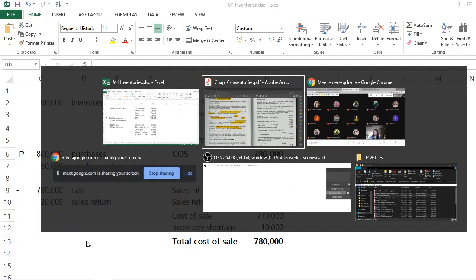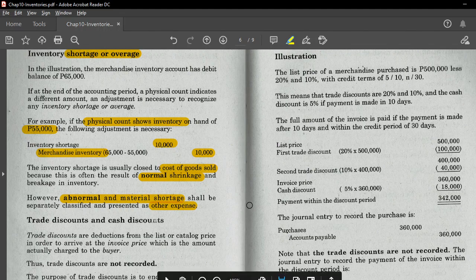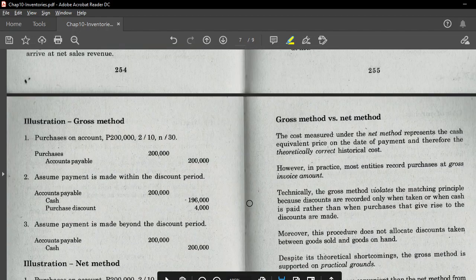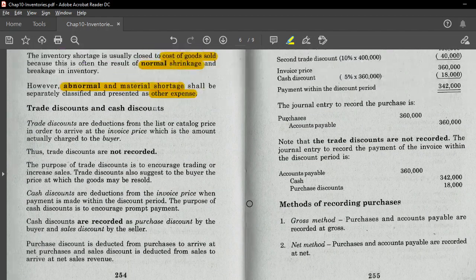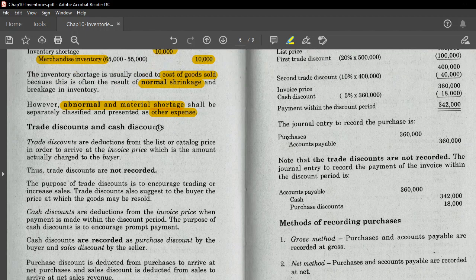10-4. Grabe, magto 2 hours na, isang chapter pa lang. Okay, the gross method and the net method. Ay, dito pa pala. Trade discounts and cash discounts.